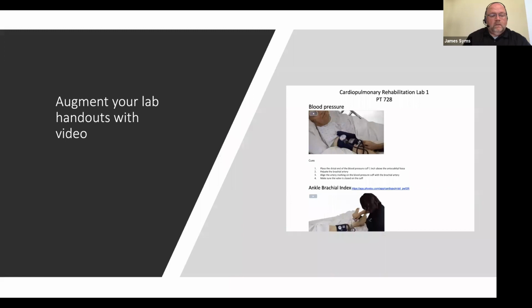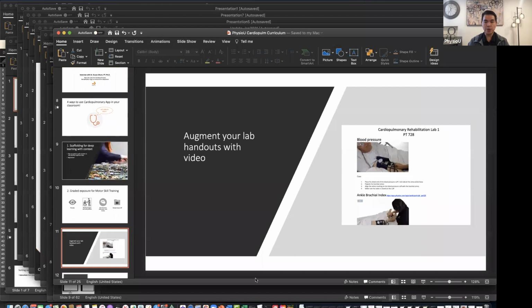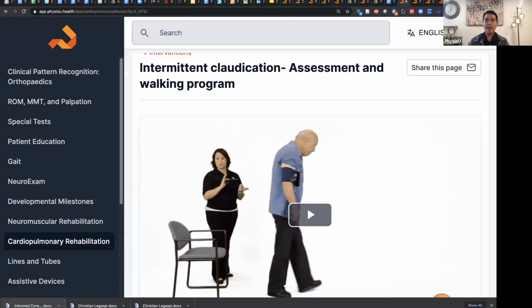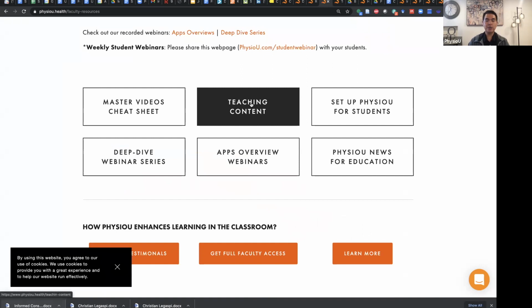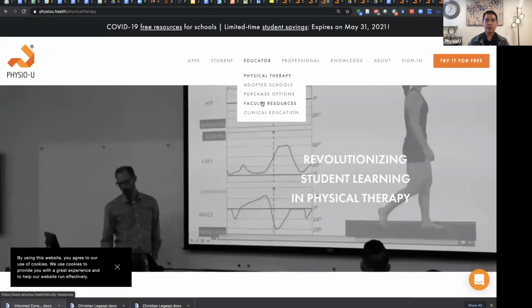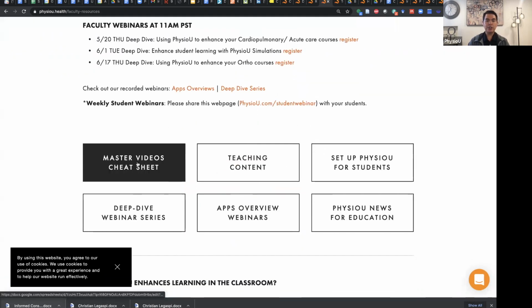Here is this concept of augmenting your lab handouts. This is just a mock-up that I put together, but you can see our ortho lab handout looks a lot like this. There's a URL, and the way that you get to these URLs, there's 2 ways to do it. Let me just show you real quick. If you are in the web page here, so let me move this off to the side. If you are here in faculty resources, so educator, faculty resources, there is a master video cheat sheet.